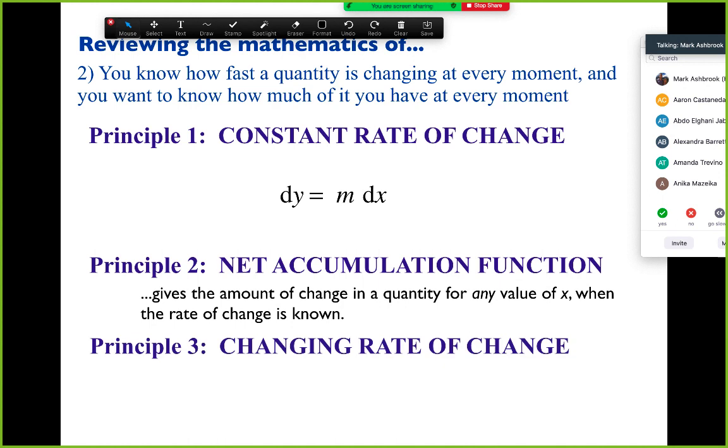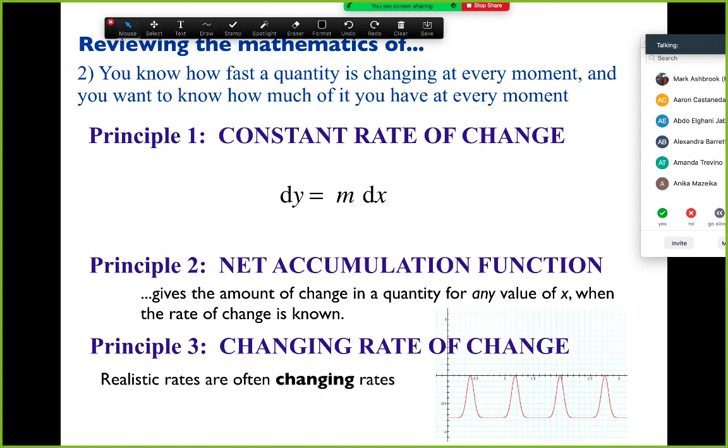Okay, so principle 3 is where our progression of functions starts, changing rate of change. Realistic rates are often changing rates. So this is number 1 in the progression, and that's our exact rate function. We'll call it F1, function 1. Principle 3 is about function 1, the exact rate function. You know how fast a quantity is changing at every moment. That's what we're given. That's what we have.